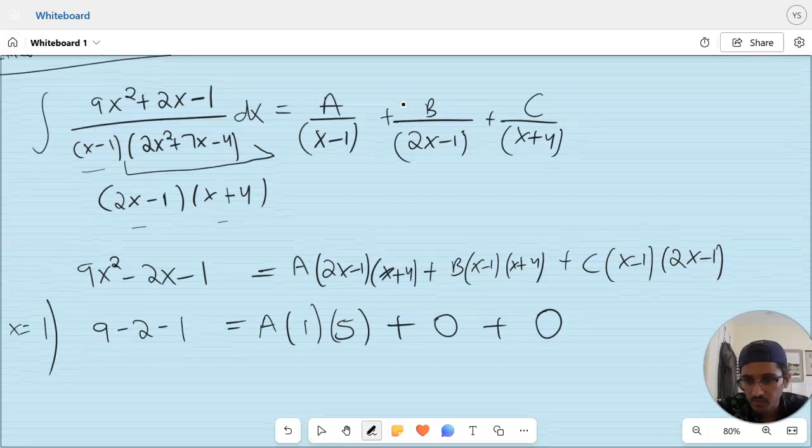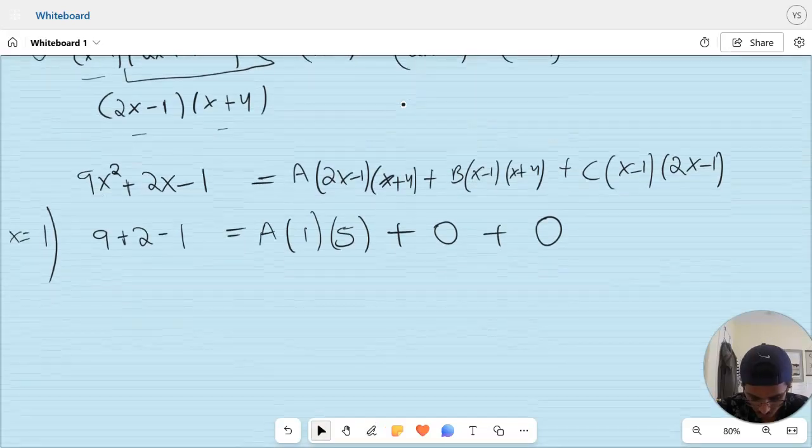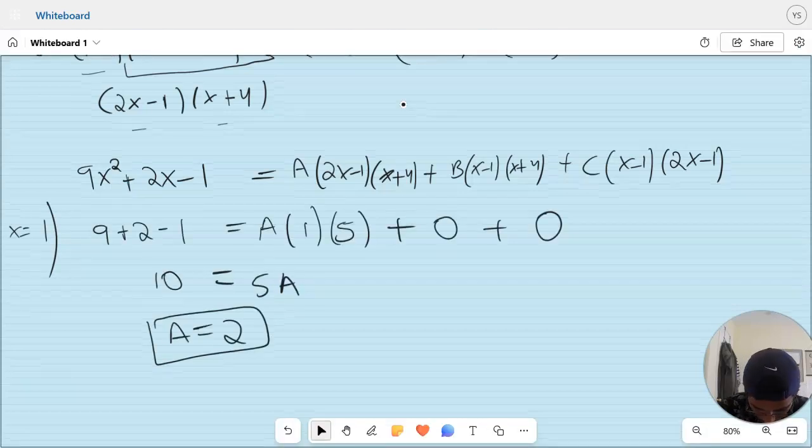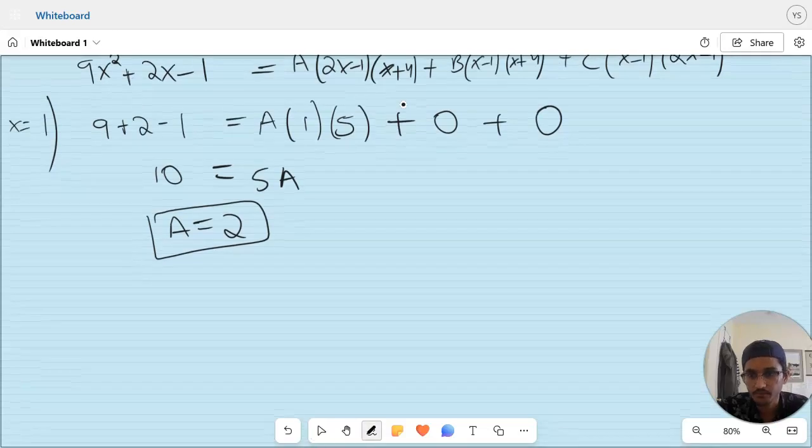Remember this was plus, sorry. So 9 plus 2 is 11, and 11 minus 1 is 10. So it's going to be 5A, so our answer is A is going to be equal to 2.